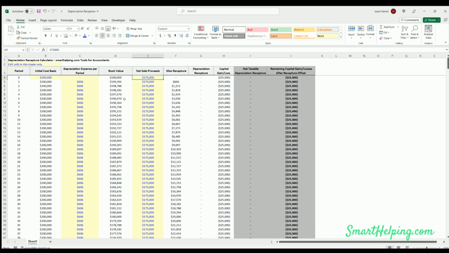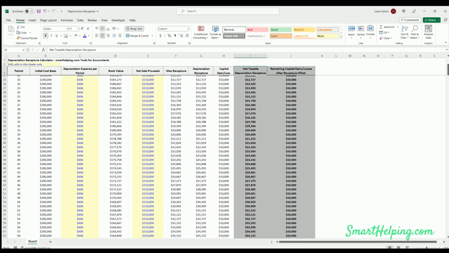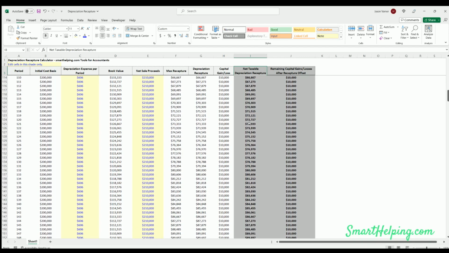All right, let's do another. Let's say we sold it for $210,000. What happened in this case? Well, we have a $10,000 gain on the cost basis. That's going to be $10,000 no matter what, and that will all be taxed at capital gains. We have depreciation recapture growing, and this is a pretty simple case.